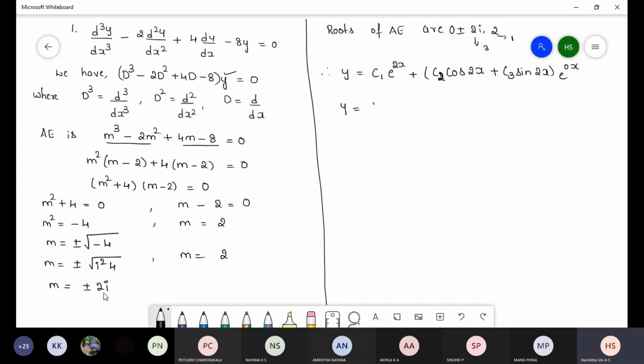So y is equal to c1 e power 2x plus c2 cos 2x plus c3 sin 2x. Again e power 0 is 1. This is the general solution.